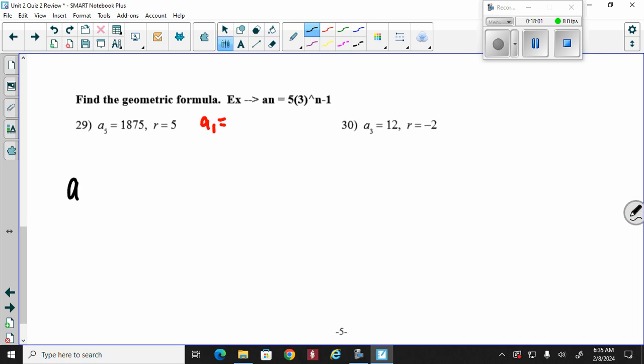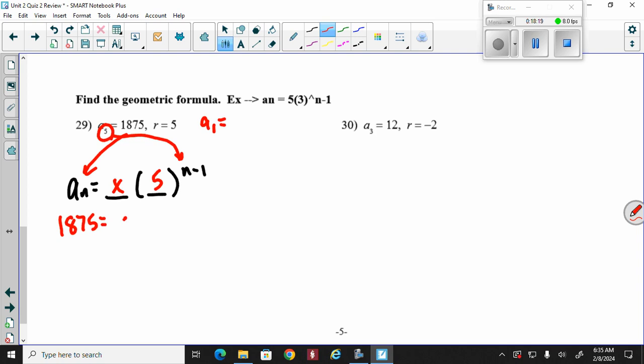So just like arithmetic, we're going to use the geometric formula to work backwards to find our first term. We don't know it, but we do know r is 5, and we're going to take 1875, plug it there, and 5 for n right there. So that's 1875 is equal to x times 5 to the 5 minus 1 power. Now, I'm not going to actually put 5 minus 1 in my calculator. I'm just going to do 4. So 1875 is equal to x times, I think 5 to the 4th power is 625, and it is.